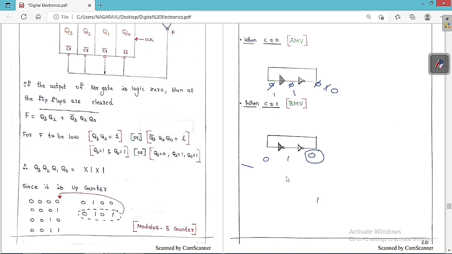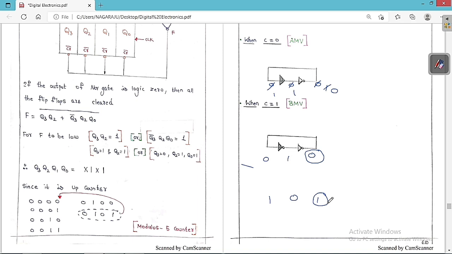Suppose the output is 1, what happens? Again here the input is 1, so 1 complement is 0, 0 complement is 1, again 1 comes here, 1 complement is 0, again 0 complement is 1. So you can say you are always going to get a stable output. If the output is 0, it will always remain at that position for all the time. If the output is 1, it will remain at that position for all the time.